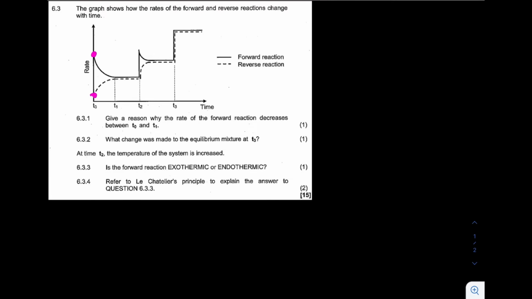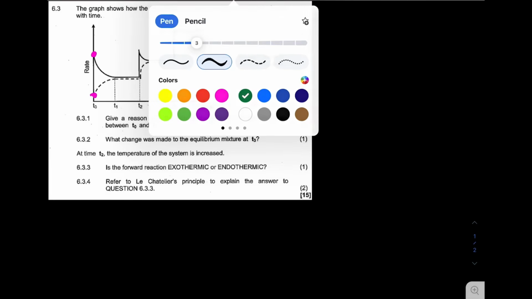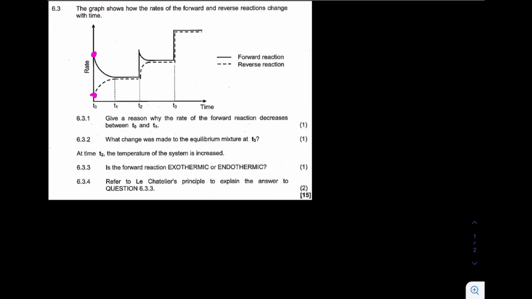So their rates in the beginning were not equivalent. The rate of forward was higher than the rate of reverse. But now as the reaction progresses, there was no product that was formed in the beginning. So if there was no product formed, that's why the rate of the reverse is very low. Now, as the product is formed, the rate of forward decreases. As the concentration of the steam, which is the reactant, decreases, the rate of forward decreases. And as the concentration of the steam decreases, the product is formed. Therefore, the rate of reverse will increase up until they reach equilibrium.